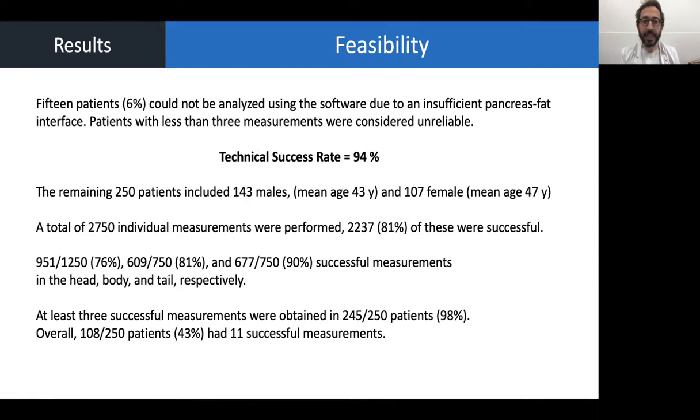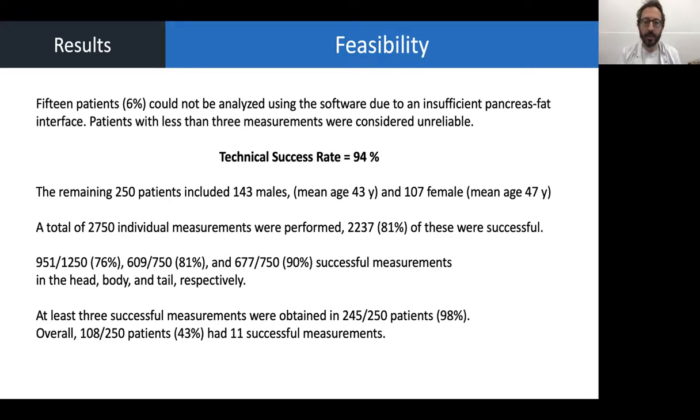So 15 out of the initial cohort of patients could not be analyzed because the software did not detect the pancreatic fat interface, as I told you. So the overall technical success rate was 94%. It means that we had at least one measurement in 94% of the patients. You see that a lot of individual measurements were performed, and overall 81% of these individual measurements were considered to be successful, which means that the software provided a value.